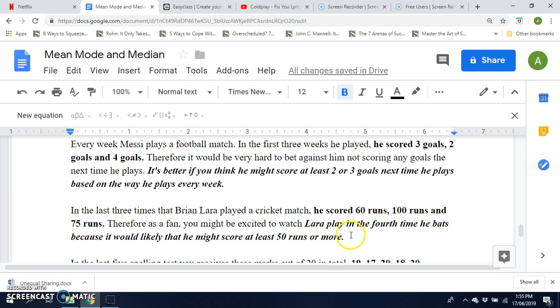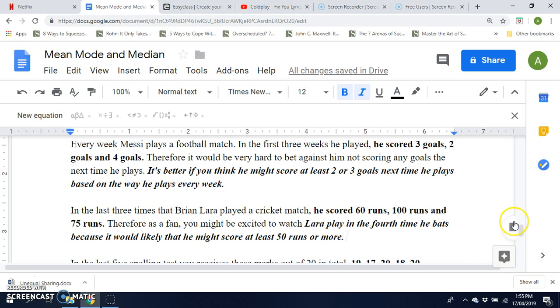You are going to expect him, because of these marks, look how high they are, you're going to expect him to make 50. Now I know what you're thinking. What if Messi doesn't score any goal? That could happen. It could. What if Brian Lara gets 0? That could happen. It is possible. That's why it's called an average. It's called an average because it is just to show a possible outcome.